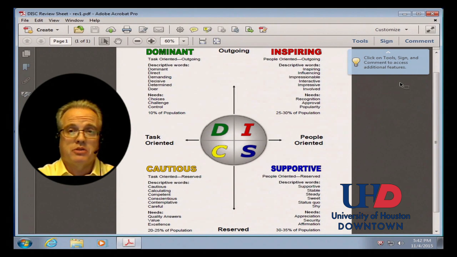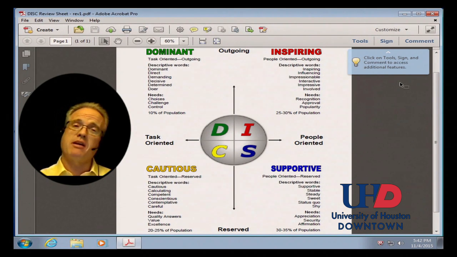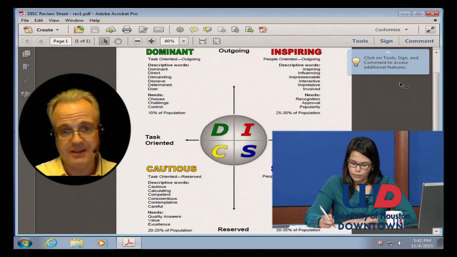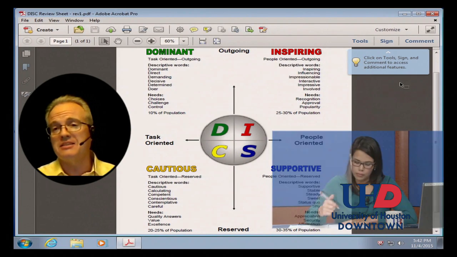So you could have a person with dominant traits who has very high emotional intelligence and understands how to adjust themselves to different situations and different people. Or you could have a person with dominant traits who has almost no emotional intelligence and never adjusts at all. So the traits are not connected to emotional intelligence. They're just tendencies and preferences.